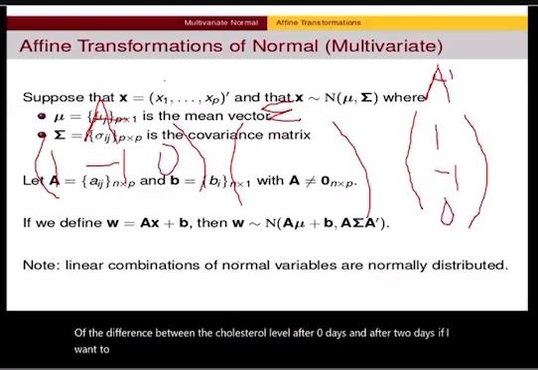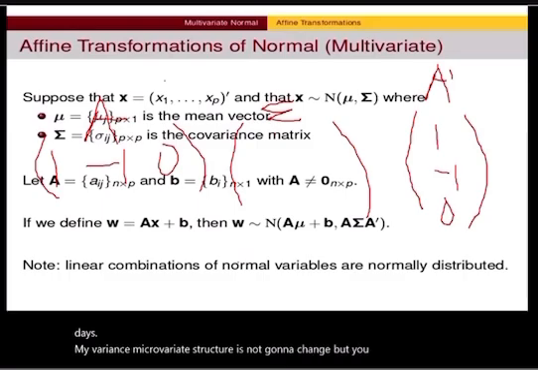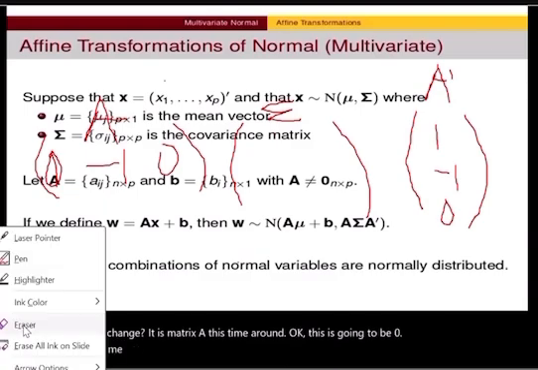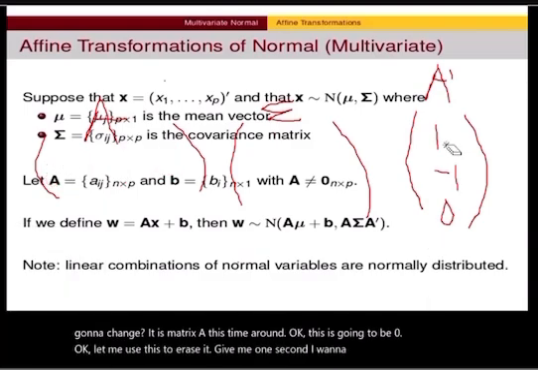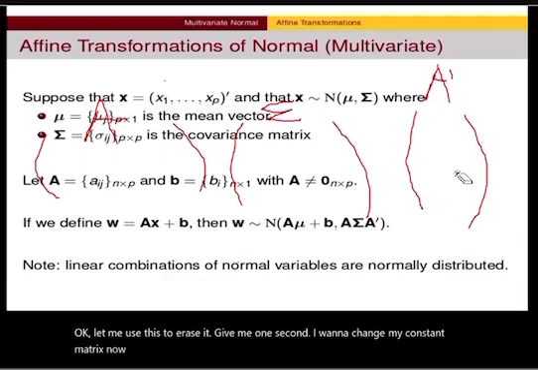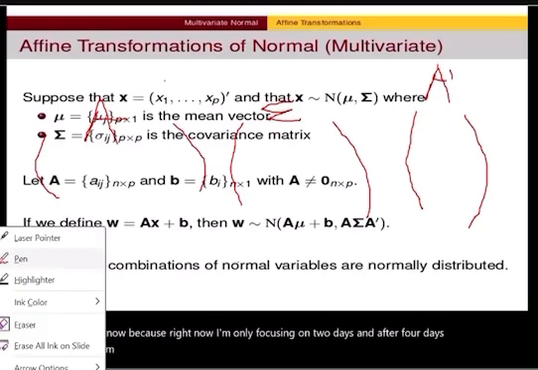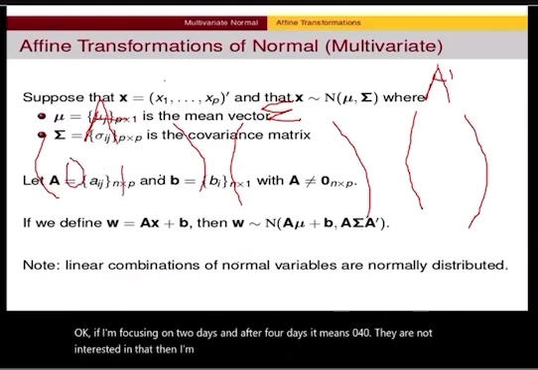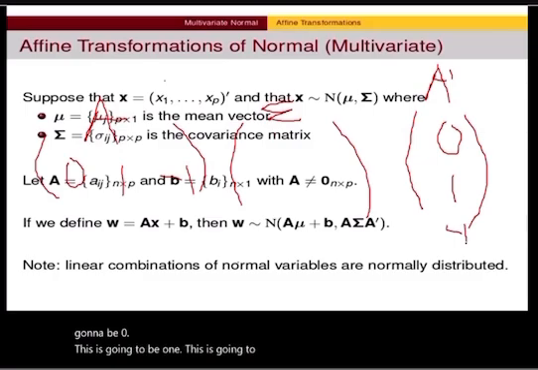If I want to change it to the difference between the cholesterol level after 2 days and after 4 days, my covariance structure is not going to change. But you know what is going to change? It is matrix A. Give me 1 second. I want to change my constant matrix now because I'm only focusing on 2 days and after 4 days. It means 0 for day 0. I'm not interested in that. Then I'm going to put 1 here, and a negative 1. Any question?